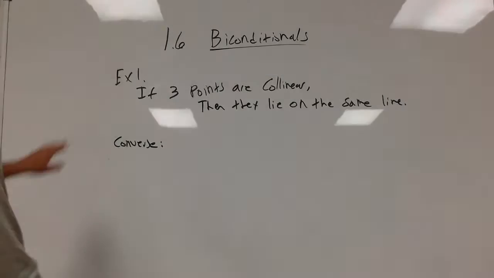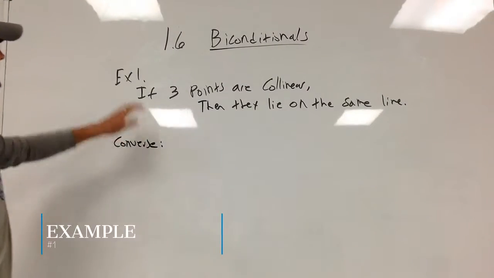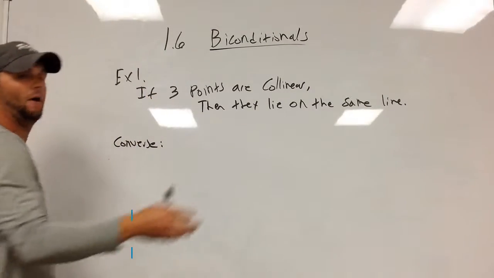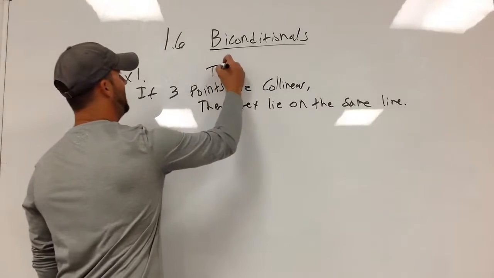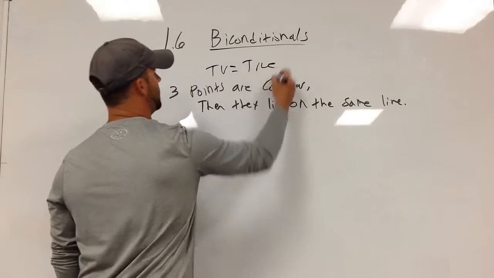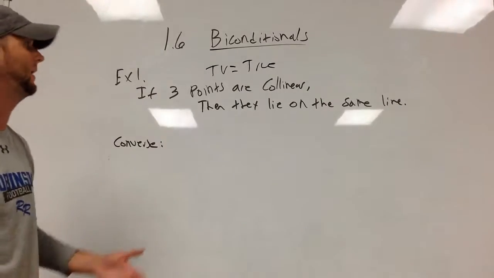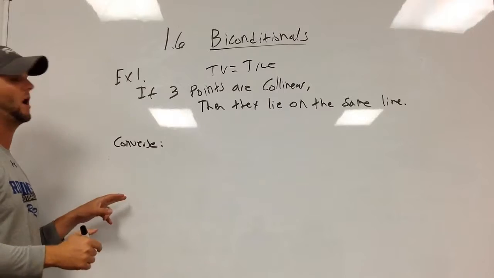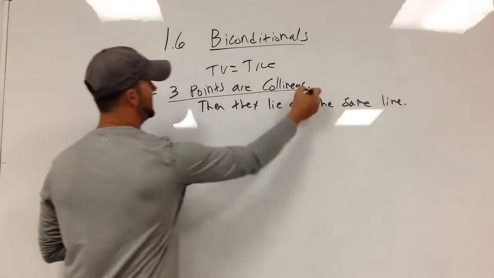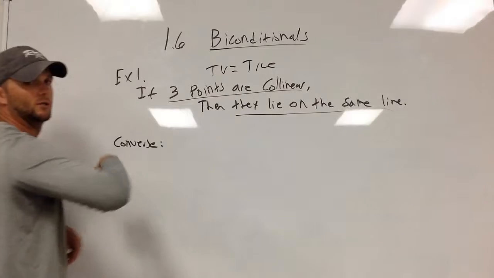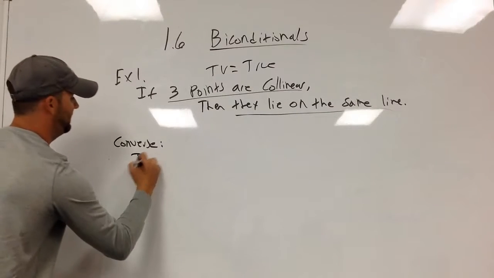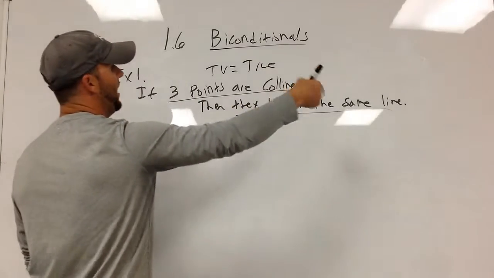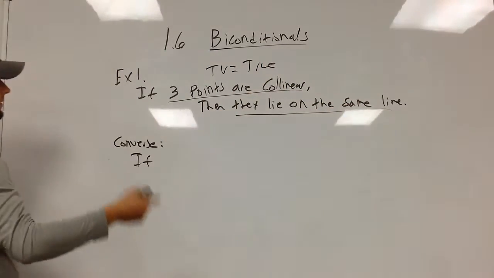Alright guys, so let's go and look at example number 1. Right now we have a conditional statement that states if 3 points are collinear, then they lie on the same line. Obviously the truth value of that is going to be true, because if you have 3 points on the same line, they're automatically collinear. So right there, that is true. Now let's go ahead and write the converse. I'm going to take the hypothesis and the conclusion, and I'm going to switch those. Actually, we need to put it like this: if 3 points lie on the same line, then they are collinear. That's how we should write this.